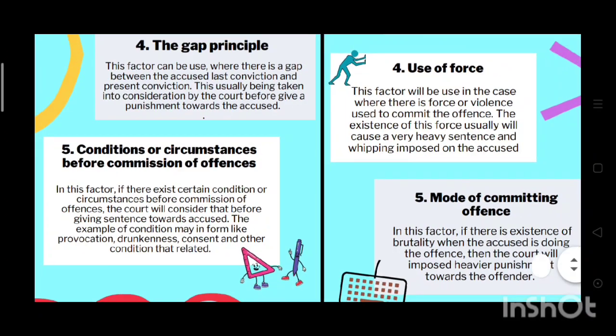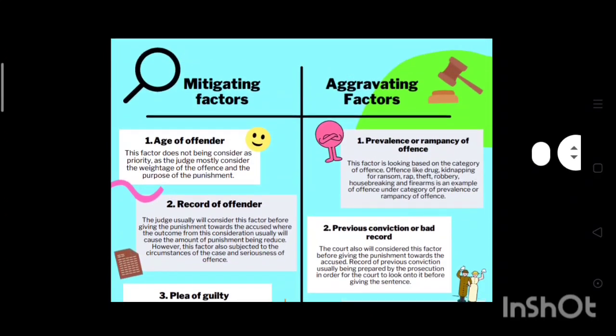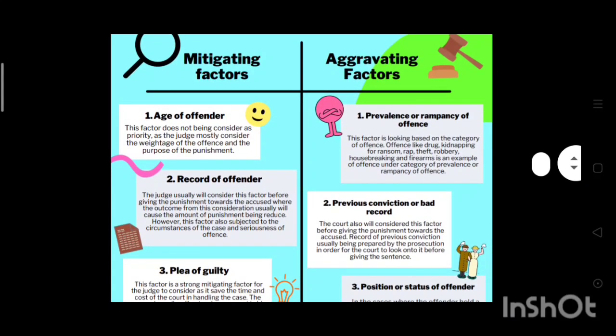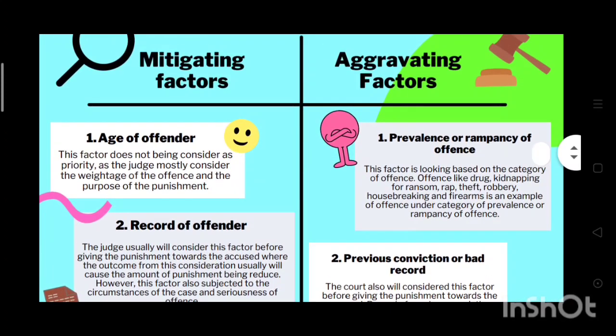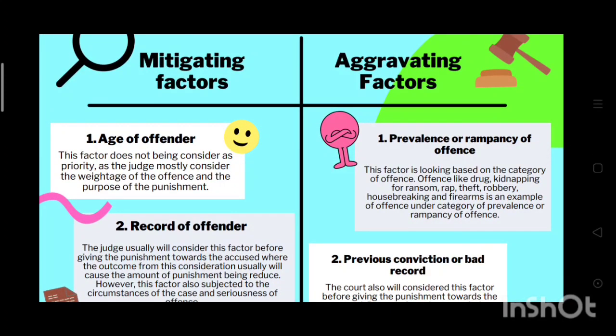Now, let's move on to the aggravating factors. There are 5 factors in the aggravating factors. Aggravating factors usually come from the prosecution in order to press the court to give a heavy sentence towards the accused. The first factor is the prevalence or rampancy of the offence.